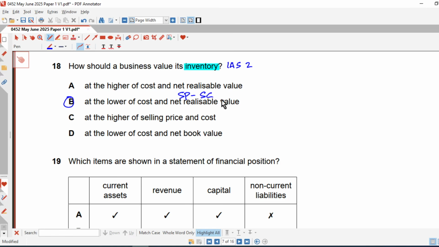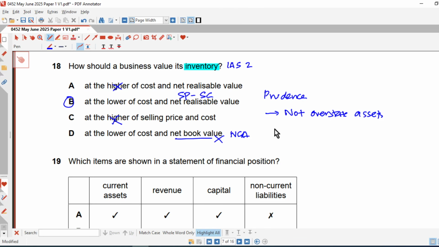Now, in case you're wondering why is it the lower of and not the higher of, right? You gotta refer back to the accounting principle of prudence. Prudence states that we should not, right? Do not overstate assets. So we always go with the lower of. It's never at the higher of, and it's never book value. Book value only relates to non-current assets. Are we alright so far?